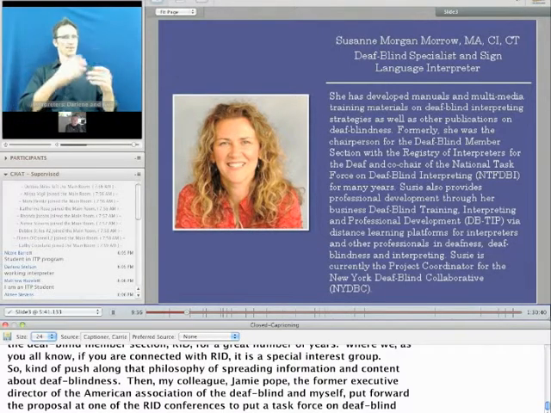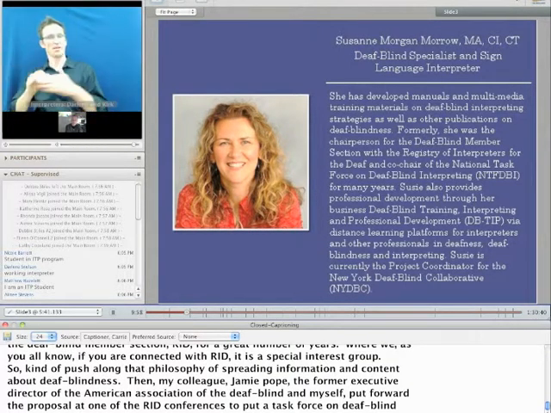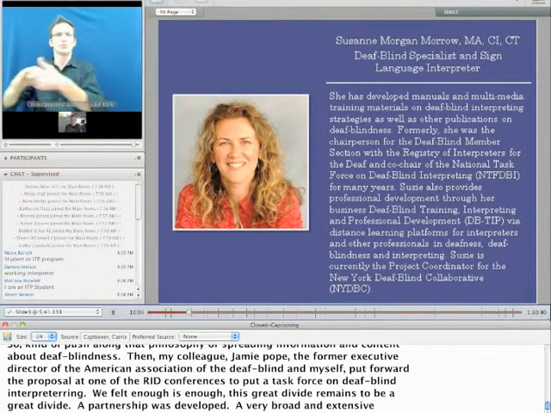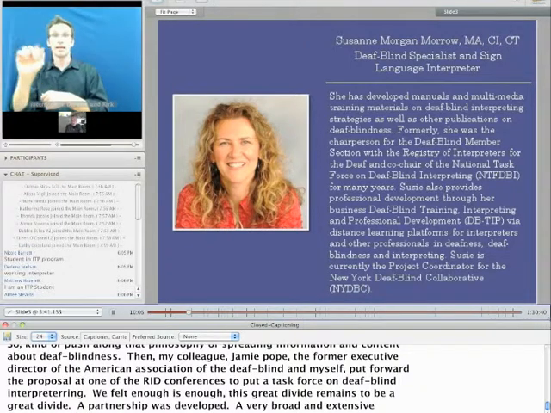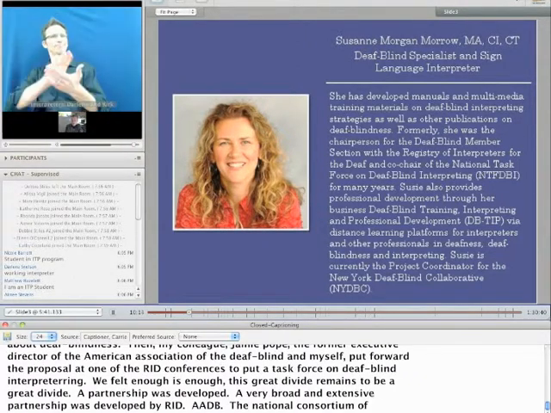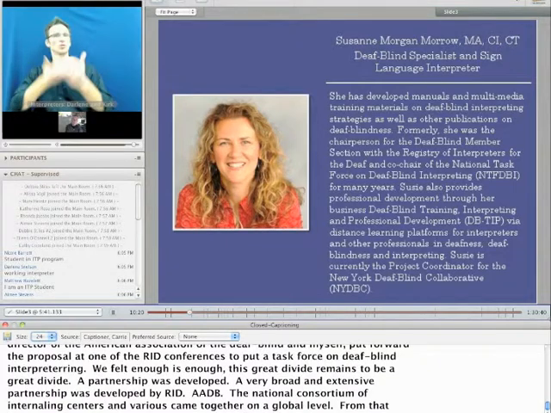And so a partnership was developed, a very broad and extensive partnership, between RID, AADB, the National Consortium of Interpreter Education Centers, and different partners who came together to address this issue on more of a global level. And from that, there have been some great resources developed and some great partnerships and influence.